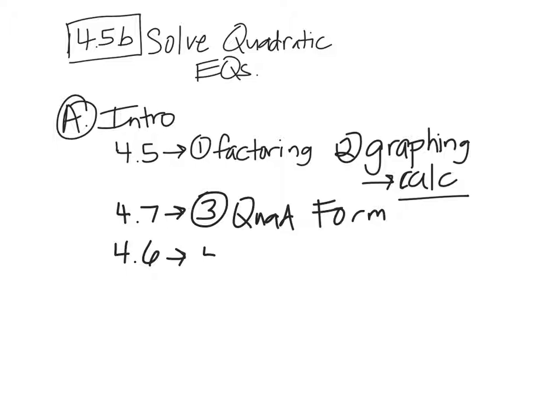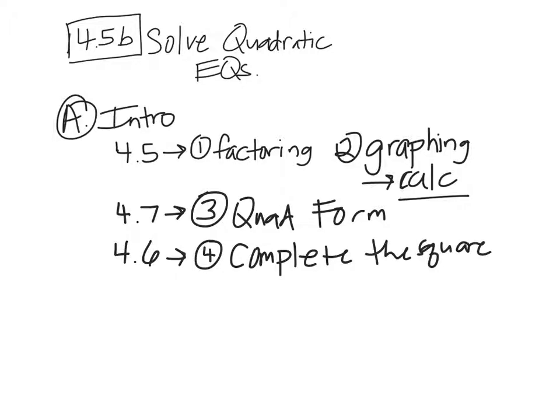Number 4 will be by completing the square, which is actually Matthew Weaver's favorite way to solve a quadratic. Ask him. Complete the square, and it's the hardest way, and he likes it. Yeah. So if you need help, you should ask him. He's really good at it.